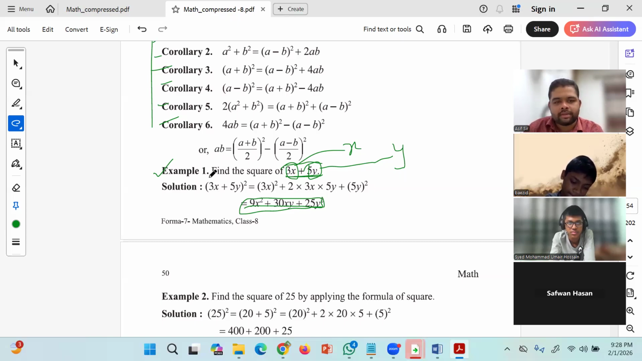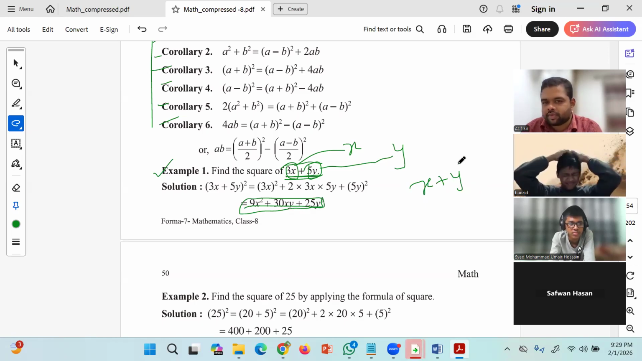Okay, and the problem says that we have to find the square of it. Now, what does square mean actually? When we see this type of problem, we compare it with x and y. So the expression given looks like x plus y, considering 3x as x and 5y as y. So we can understand we have to find the square of x plus y.